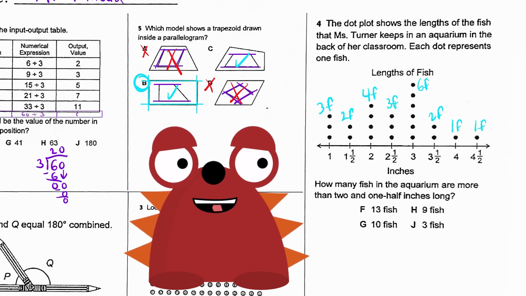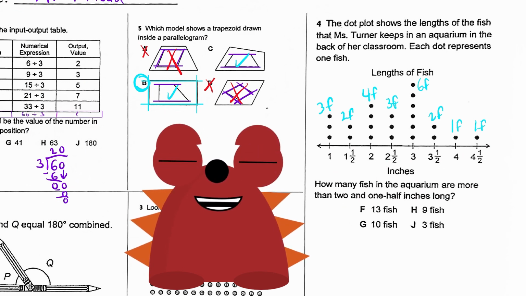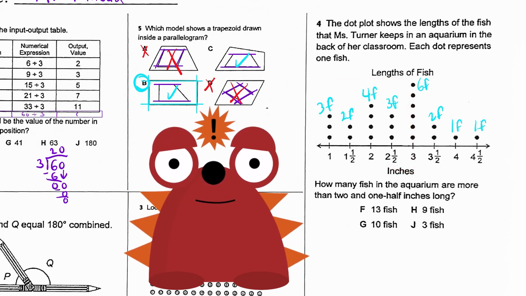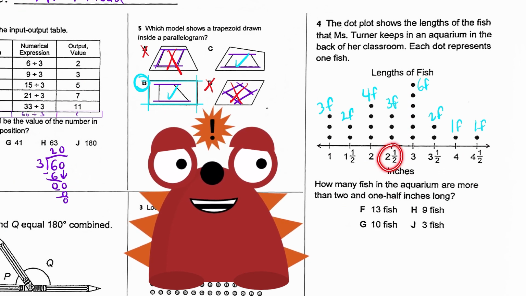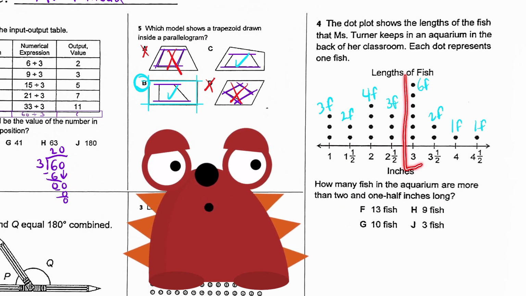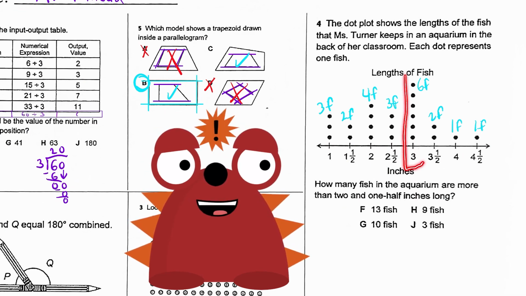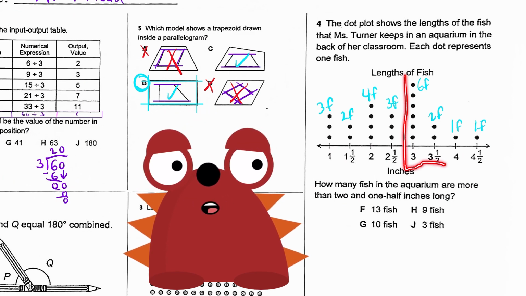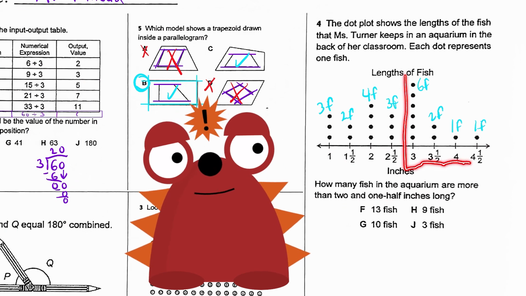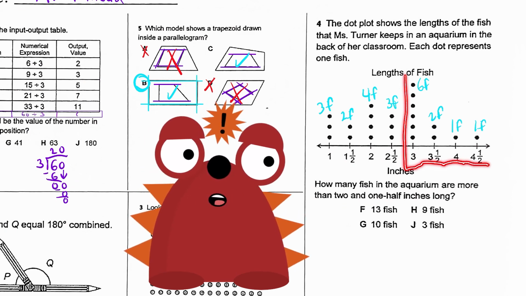So we're only going to be looking at the ones that are bigger than 2.5. So you're going to notice that these right here are not bigger than 2.5 because 2.5 is right here, and all of these over here are smaller than 2.5. But here, 3 inches is definitely bigger than 2.5. 3.5 inches is more than 2.5. 4 inches is more than 2.5, and 4.5 inches is more than 2.5.